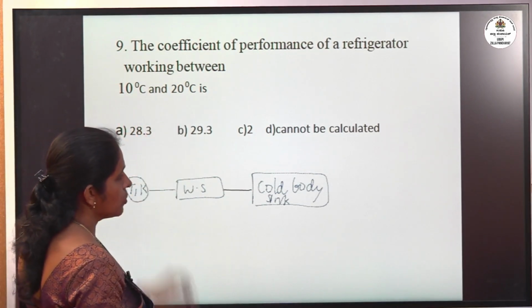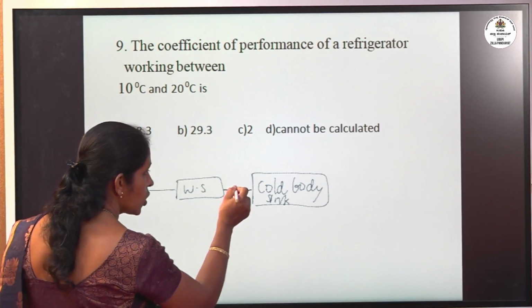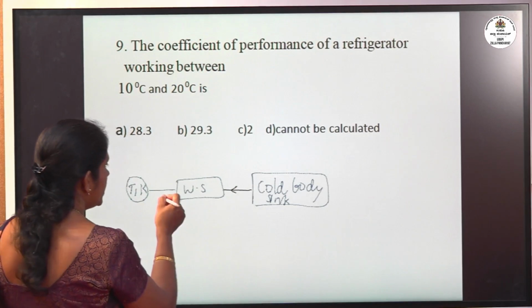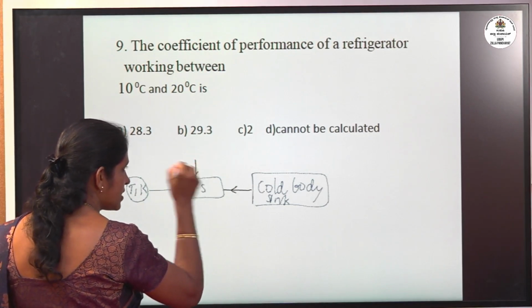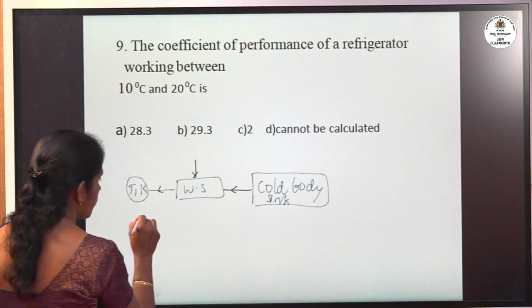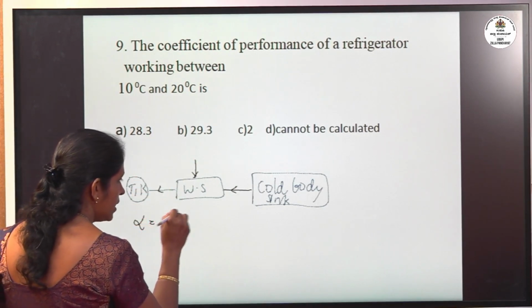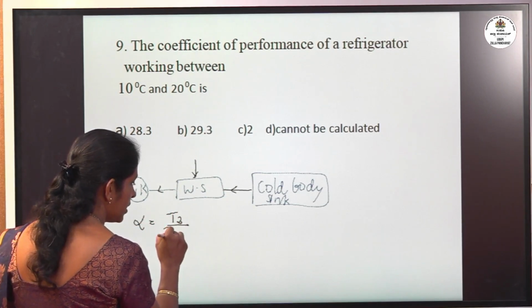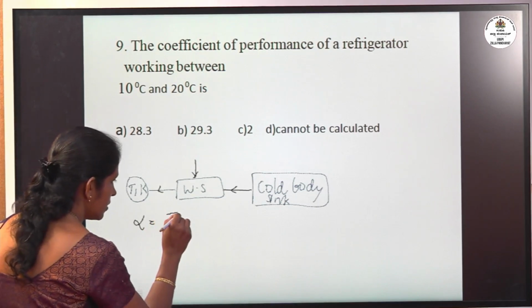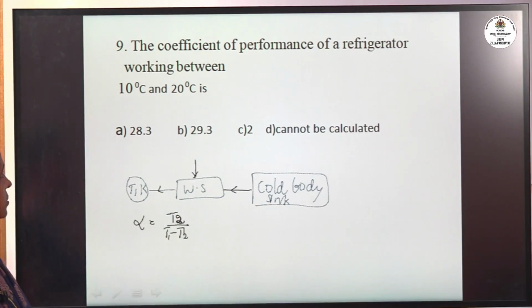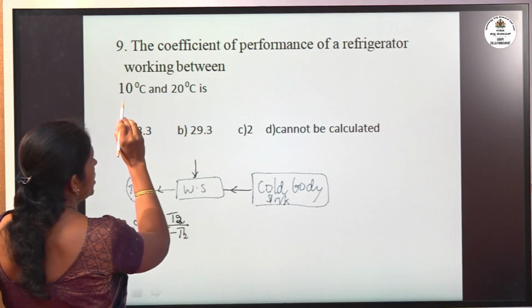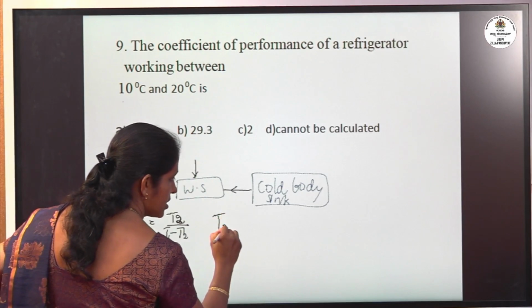Refrigerator is the reverse of heat engine. Refrigerator absorbs heat from the cold body, and some amount of work is done on the working substance, which rejects the heat into the hot body. The coefficient of performance of a refrigerator is given by the equation T2 divided by T1 minus T2. Here T2 is the temperature of the cold body. Cold body is maintained at 10 degrees Celsius.